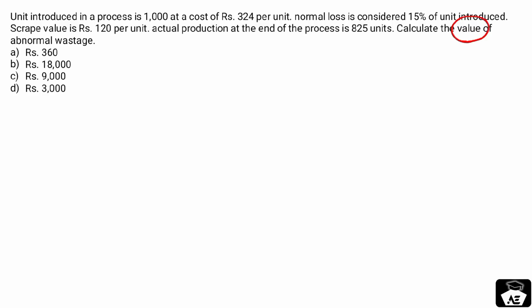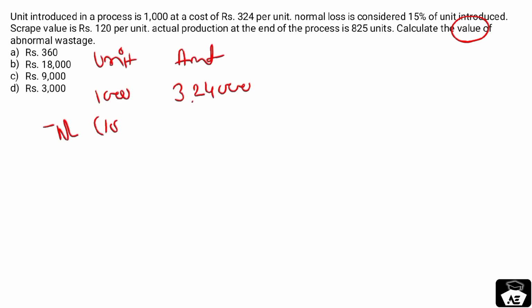You have to prepare two columns. So first will be unit and second will be of amount. So unit introduced are 1000 units. Price of each unit is 324 per unit. So 324 multiplied by 1000. So it will be 3,24,000, less your normal loss, which is 15% of unit introduced. So it will be 150.